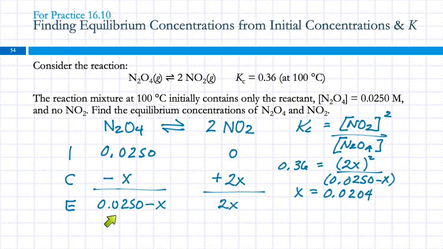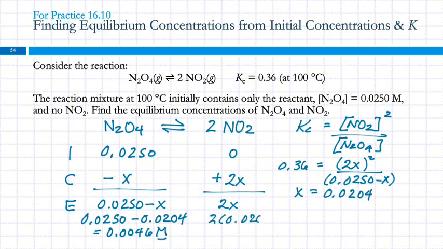So if I put this in here, I have a positive number, and I have a positive number here. So this is 0.0250 minus 0.0204. You can end up with a positive root that doesn't work. But this one works. And then this is going to be 2 times 0.0204, 0.0408.